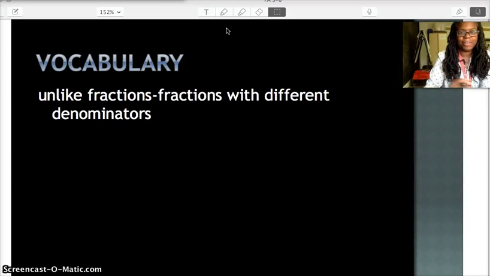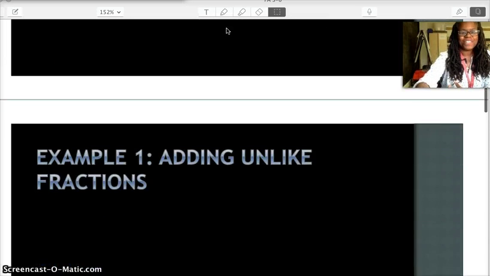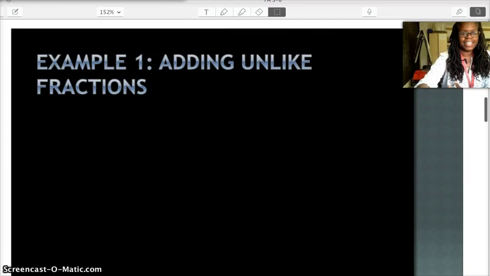Our vocabulary today is just one term, and that's unlike fractions, fractions with different denominators. I don't think I need to give you examples of that. I think you guys know. All right, so our first example, here it is.